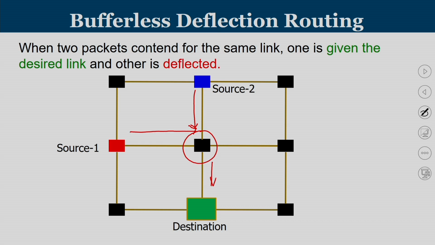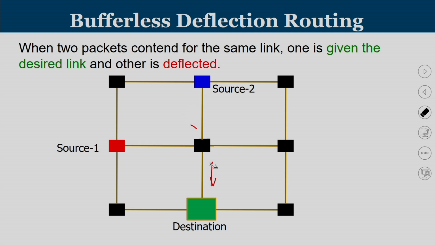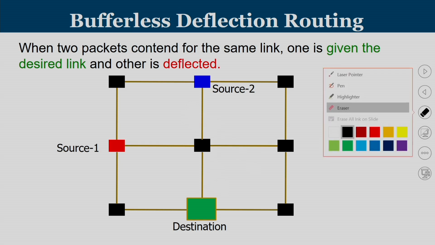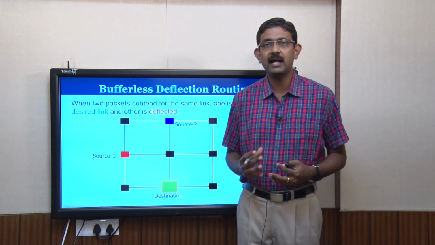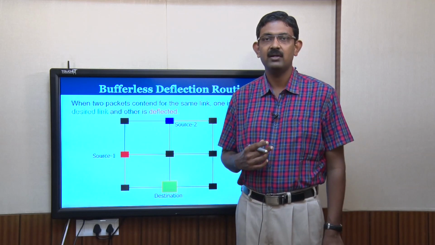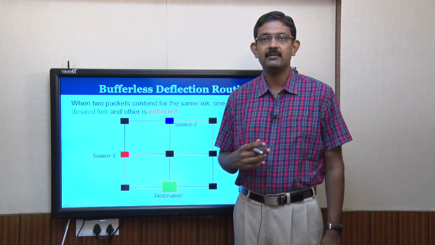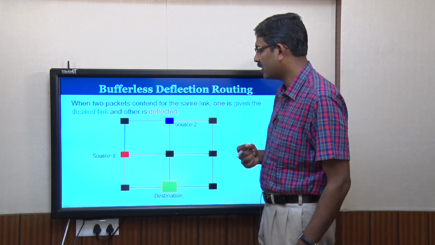When you have a scenario like this, if buffers are not there, out of the two flits, one flit is going to get the desired port, the other one will not. In conventional NoC routers, the flit that didn't get the desired output port has to wait there in the buffer until it gets the desired output port, probably in the subsequent cycles. Let us see what happens here.